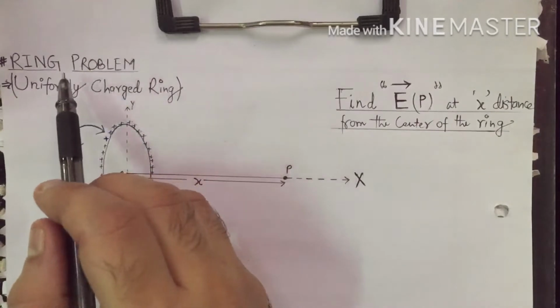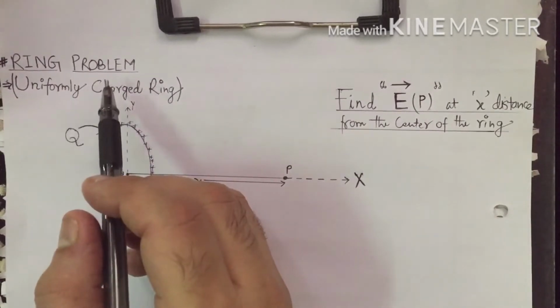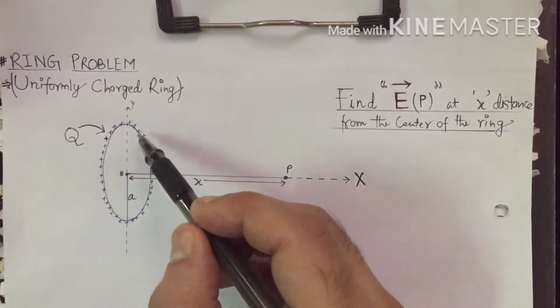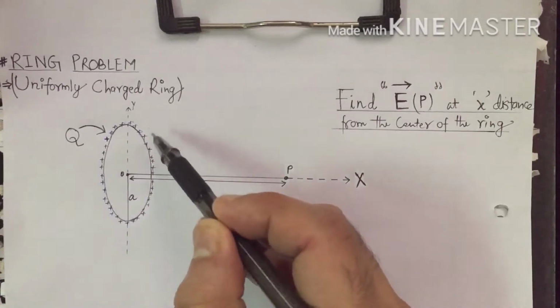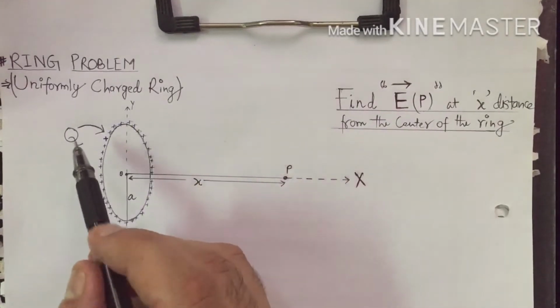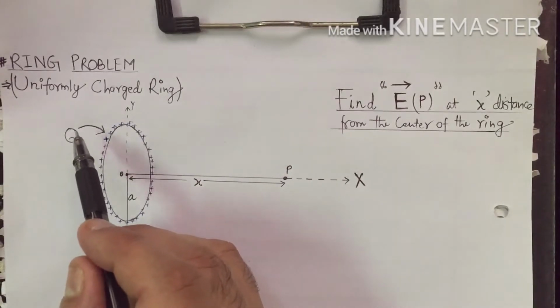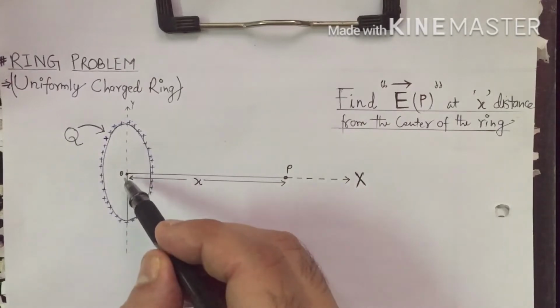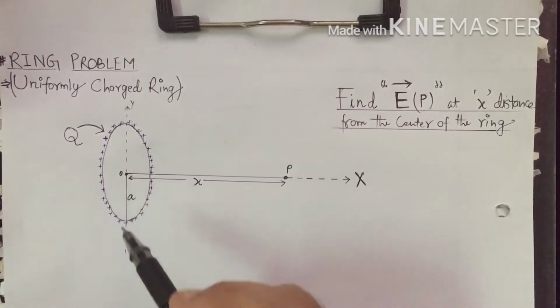Today we are going to discuss the ring problem. So basically, what's a ring problem? There is a ring which is uniformly charged. As we can see, a charge Q is uniformly distributed on its circumference. This ring has radius A.